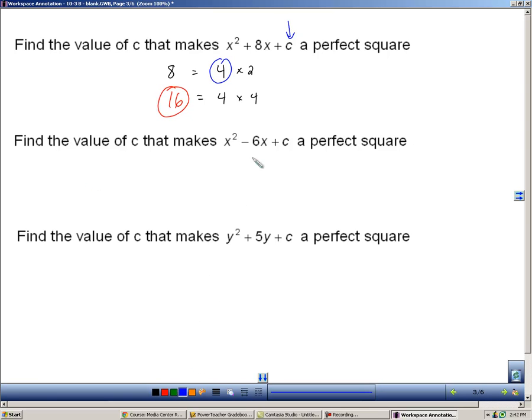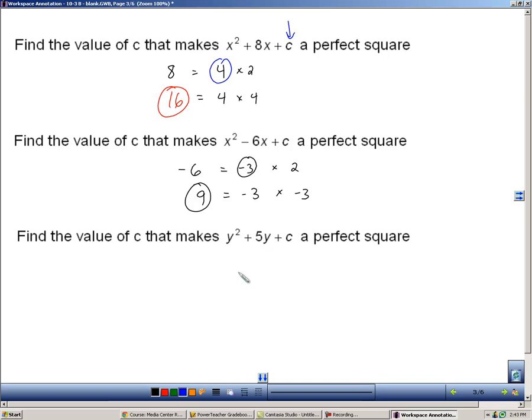Here in this one, we want to find the perfect c value. Negative 6 is negative 3 times 2. So there's my negative 3 value. What do I want to do with that? I want to multiply it by itself. And negative 3 times negative 3 is 9. So there's the c that will make this a perfect square trinomial.